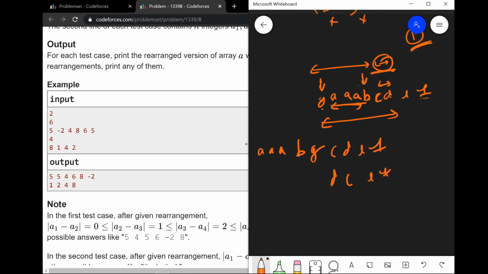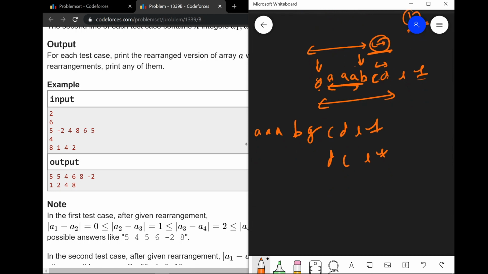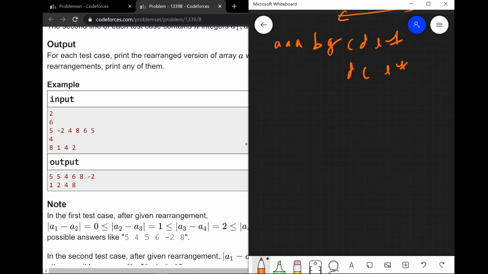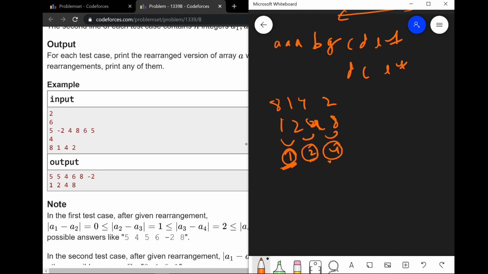But what if there is no repeated element? Like in the second case, 8 1 4 2, in sorted order it's 1 2 4. So we have to first find the minimum and then the others. Okay, this itself is the answer. So we have to first take the minimum distance, then some greater, and then some greater.